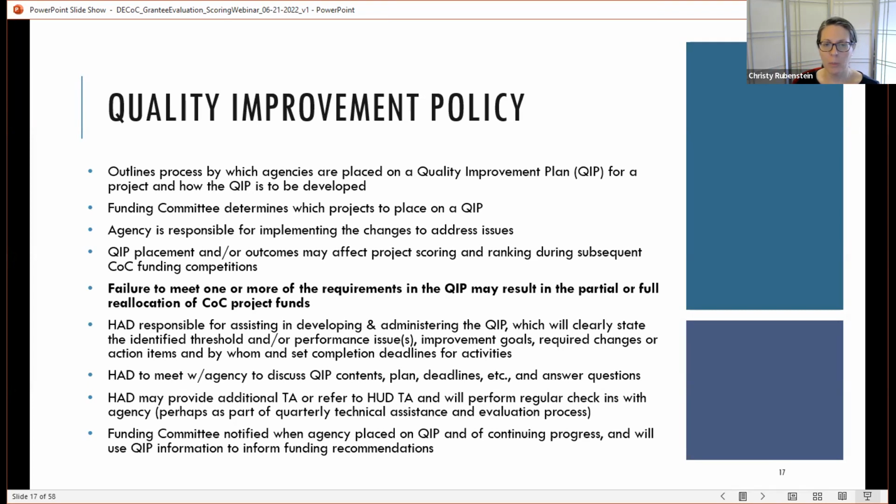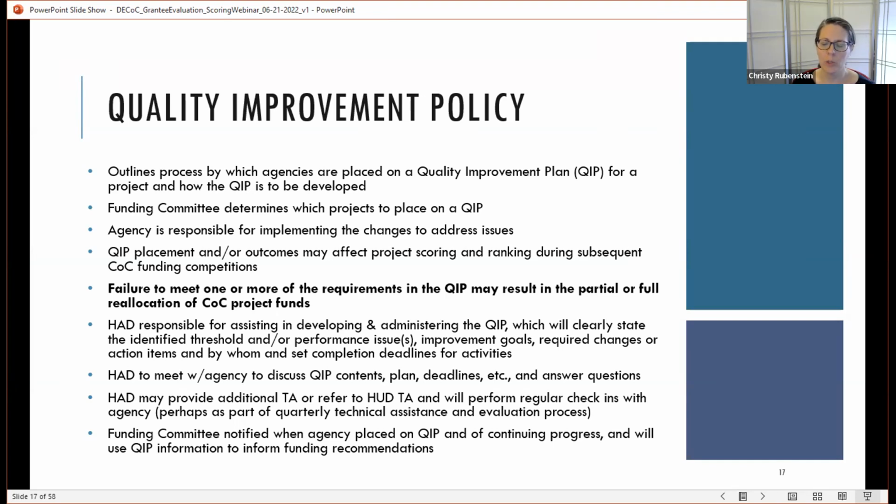The QIP placement or outcomes can impact project scoring and ranking during subsequent CoC NOFO competitions, so folks should be aware of that. Failure to meet one or more of the requirements of the QIP may result in the partial or full reallocation of CoC project funds, so folks should be aware of that as well.